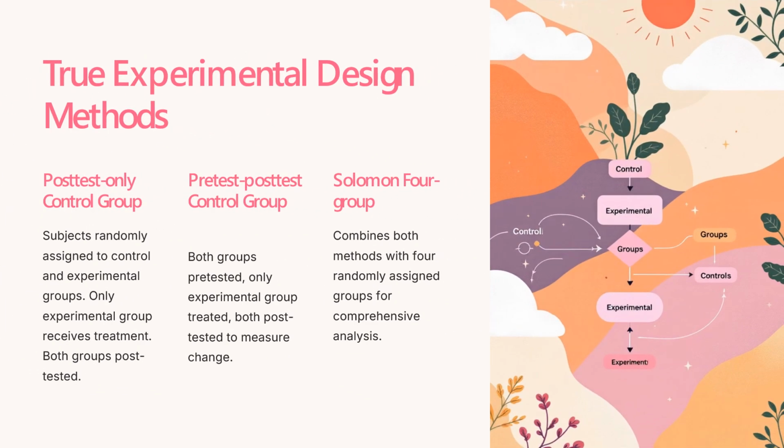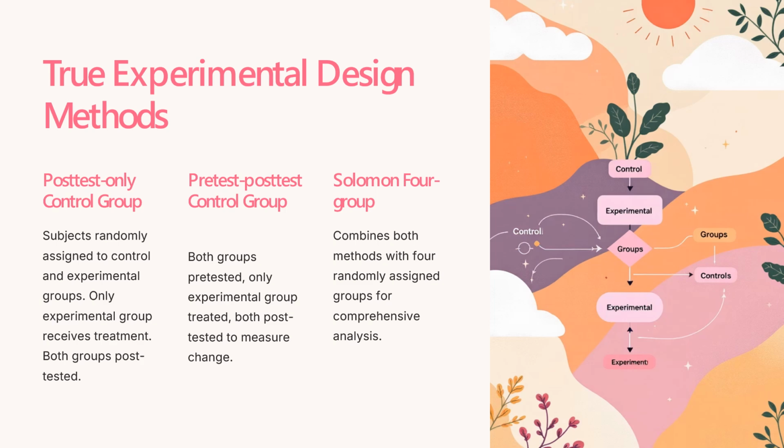The classification of true experimental design includes the post-test only control group design, the pre-test post-test control group design, and the Solomon four-group design. The post-test only control group design: in this design, subjects are randomly selected and assigned to the two groups, control and experimental, and only the experimental group is treated. After close observation, both groups are post-tested and a conclusion is drawn from the difference between these groups.